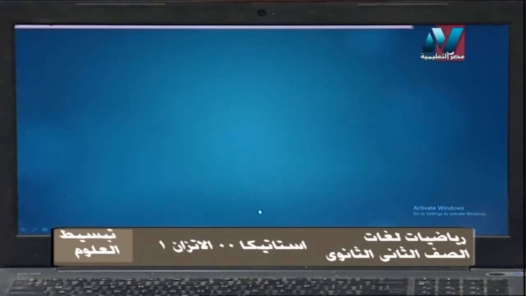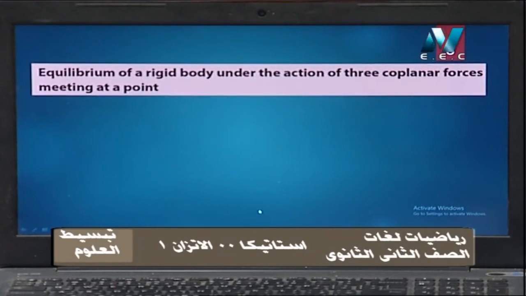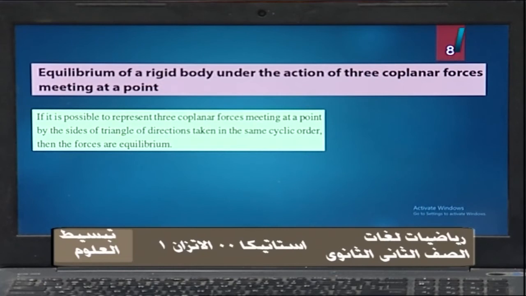Let's go to another thing. Equilibrium of a rigid body under the action of three coplanar forces meeting at a point. If we have a body affected by three forces, it will be in equilibrium if it's possible to represent the three coplanar forces meeting at a point by the sides of a triangle of directions taken in the same cyclic order, then the forces will be in equilibrium.